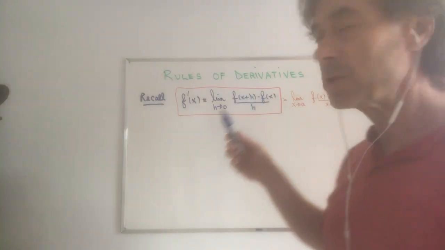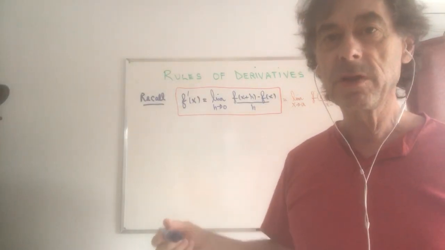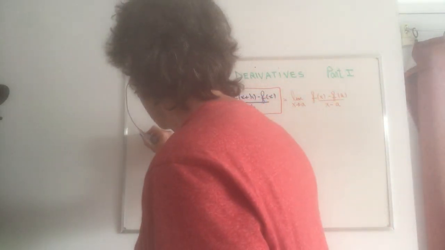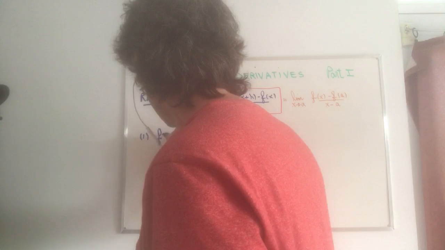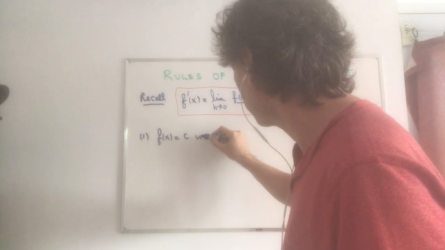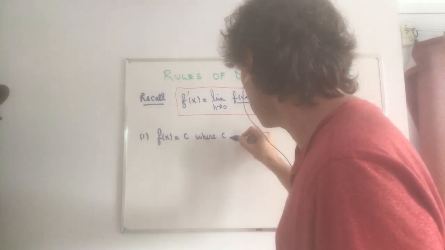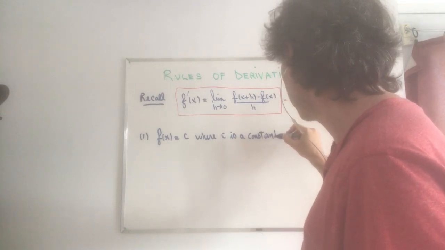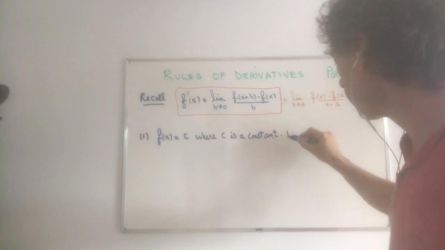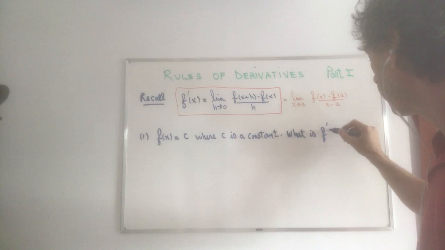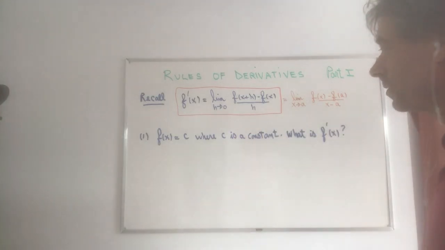Good. Now what we want to do today is actually use this to find shortcuts to the derivative of well-known formulas. For example, number 1, consider f of x is equal to c, where c is a constant. My question would be, what is f prime of x? What is f prime of x in this case?